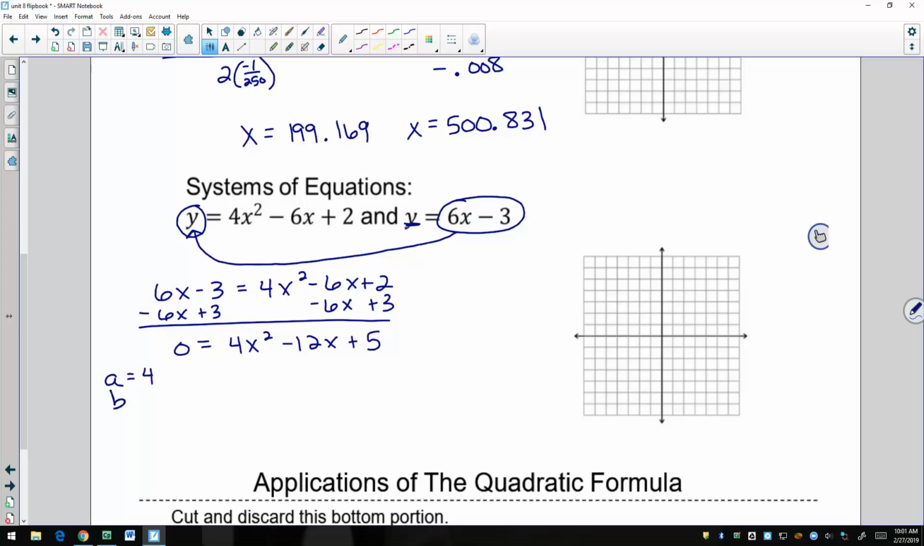So A is 4, B is negative 12, and C is 5. So it's negative B, so it's a negative negative 12, so that's 12. I should always start with x equals. Plus or minus the square root of negative 12 squared minus 4 times 5, all over 2 times A, which is 4.